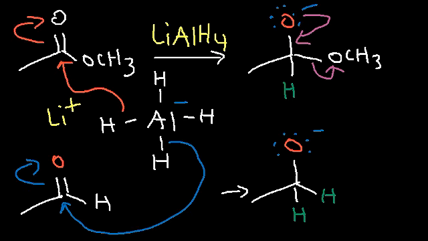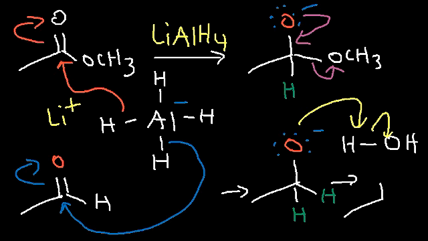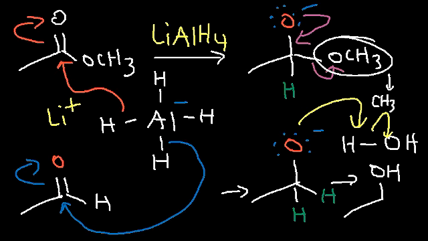So the last step is to add either H3O+ or water to protonate the alkoxide ion and to generate the alcohol. So the product is ethanol. Methoxide is a side product. If we acidify the solution with H3O+, this can turn into methanol.